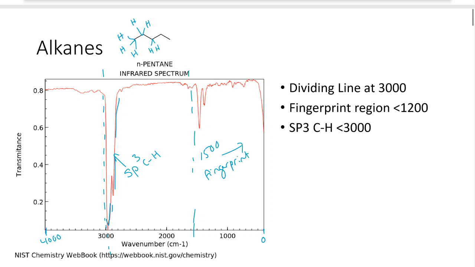So a fingerprint region is characteristic for each individual molecule. If you have a library of compounds in your spectrometer, then you can run a sample against that library and determine which molecule you have, because this fingerprint region is characteristic for each molecule, even though it may have the same functional groups. For example, if we compared the fingerprint region of pentane with, say, butane, it would be very different because that's characteristic for each molecule, and that shows up at just below 1200 or 1500 depending on which molecule you have.